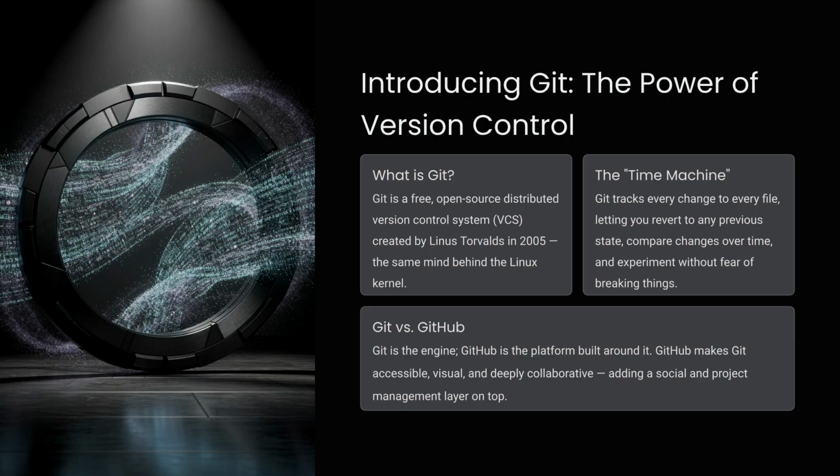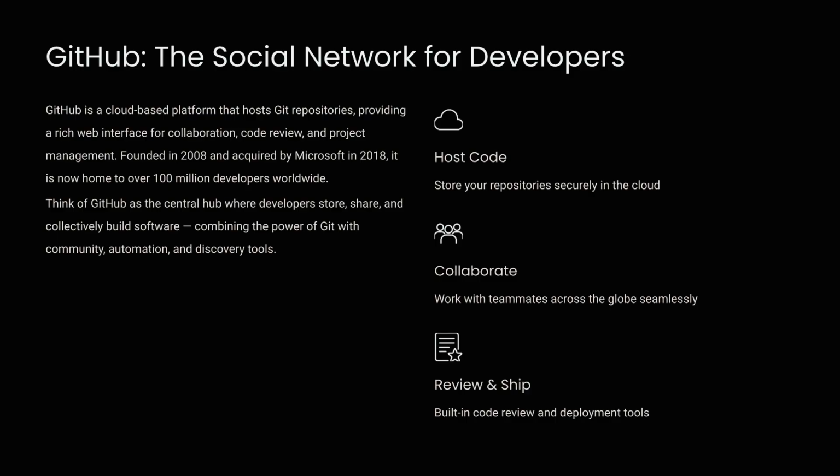Introducing Git, the power of version control. Git is a free, open-source distributed version control system. Think of it as a time machine that tracks every change. GitHub is the platform built around Git, making it visual and deeply collaborative. GitHub is the social network for developers, hosting Git repositories and providing tools for collaboration.